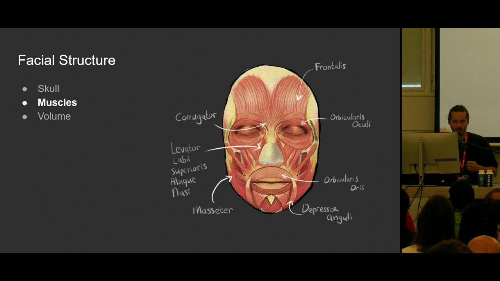And it's not working on its own. It's working together with the corrugator, which is the part that goes in and makes a beautiful frown. There's the orbicularis oculi, which is basically the big ring muscle around the eyes. And when you work with a very realistic rig, when you squint your eyes, it's not only squinting up and down, but it's also squinting inwards.